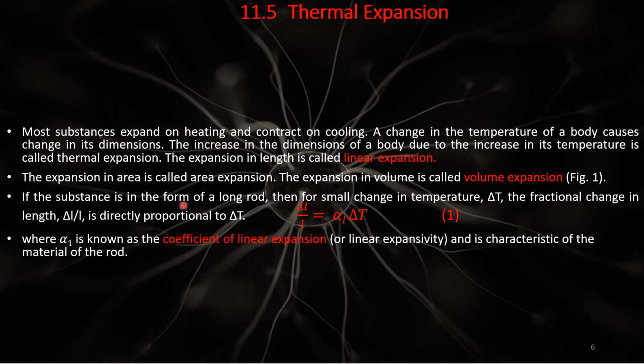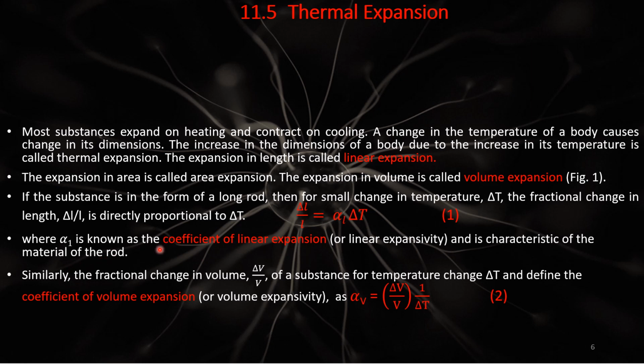If the substance is in the form of a long rod, then for a small change in temperature ΔT, the fractional change ΔL/L is directly proportional to ΔT, where ΔL is the change in length and L is the original length. This ratio ΔL/L is proportional to the change in temperature ΔT. So removing the proportionality sign, we get ΔL/L = α₁ ΔT. Let it be equation 1.